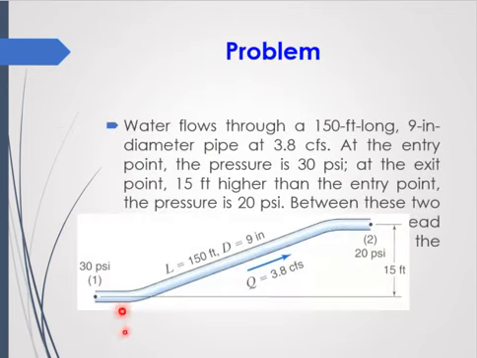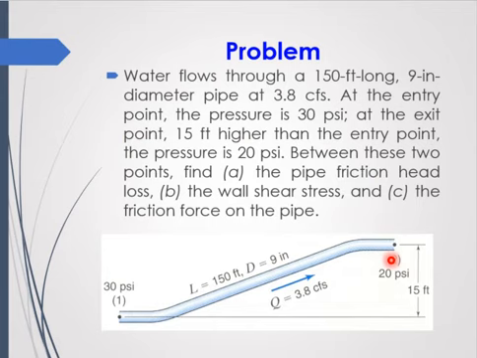Now we will solve a related numerical. So the statement is, water flows through a 150 feet long 9-inch diameter pipe at 3.8 Q6. At the entry point, the pressure is 30 psi. At the exit point, 15 feet higher than the entry point, the pressure is 20 psi. Between these 2 points, find the pipe friction head loss, the wall shear stress, and the friction force on the pipe.